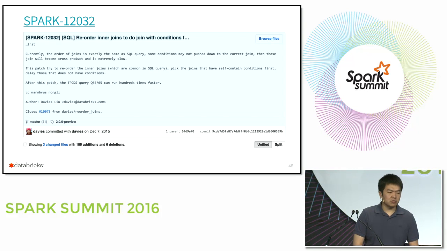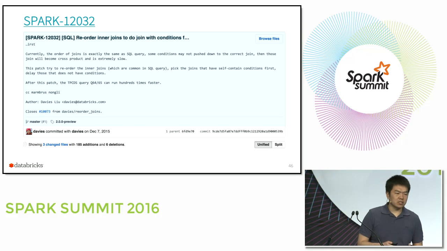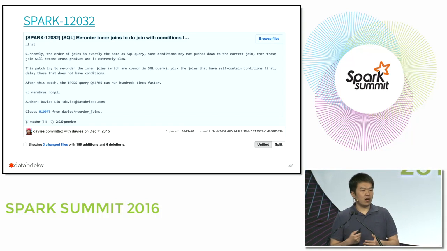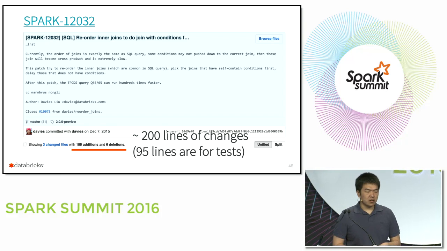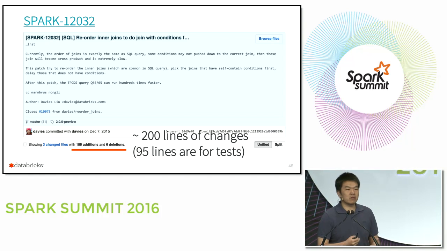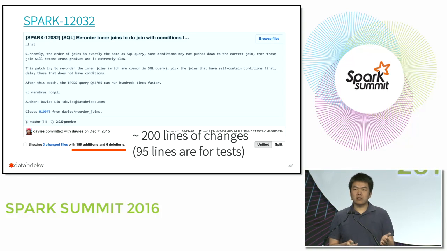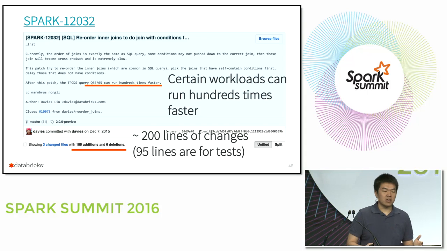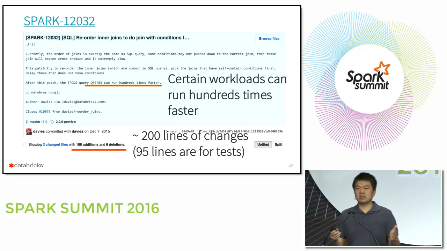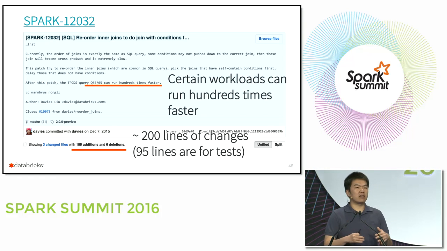Here, let me show you two examples of previous pull requests. The first one is adding a join rewriting rule in the optimizer, which is adding a new optimizer rule. This pull request is about 200 lines of change, and the rule itself is only 100 lines. So it's a very, very small patch. And with this new rule, certain workloads can run 100 times faster. So it's actually very powerful. We have a very small rule, and you can help us get very good performance for certain workloads.